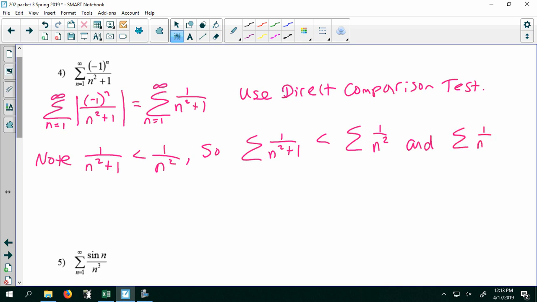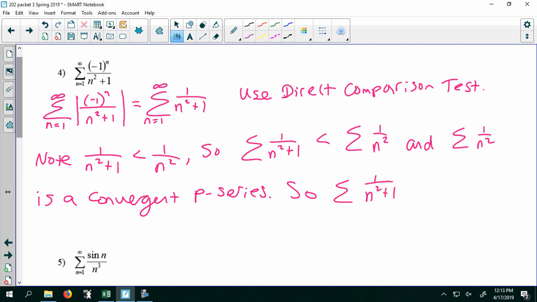And the sum of 1 over n squared is a convergent p-series. So being smaller than something finite means you're also finite. So the sum of 1 over n squared plus 1 converges. Which means the absolute value converges, so the alternating version will also converge, which means that this series is absolutely convergent.